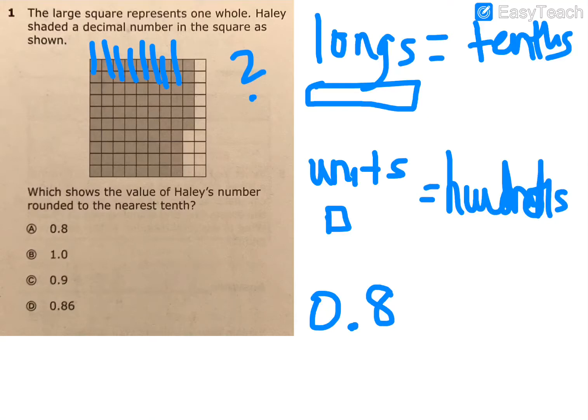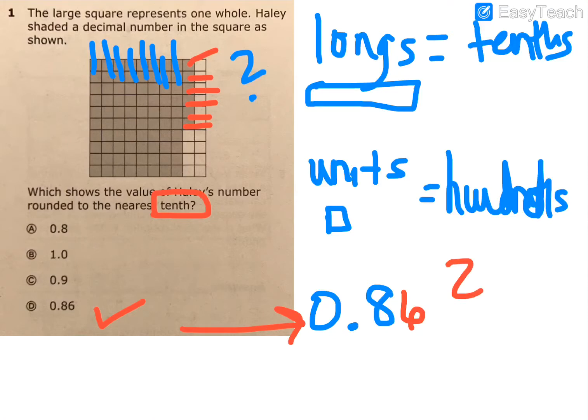How many hundredths do we have? 1, 2, 3, 4, 5, and 6. So we have 6 hundredths, and we need to put our 6 in the hundredths place. The question is, which shows the value rounded to the nearest tenth? A lot of you probably wanted to pick D. That is the number, but has it been rounded? No. So we need to round it, and we need to mark off D because that's already an incorrect answer.